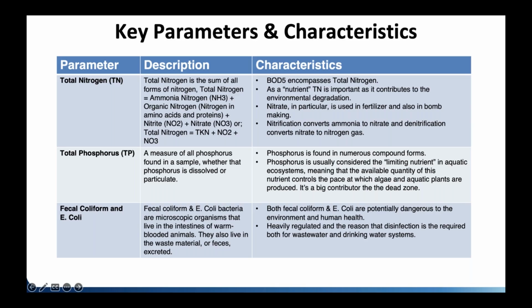Finally, fecal coliform and E. coli. They're microscopic organisms that come from our guts or animal guts, our stomachs, that is, and they can be found in feces. They can make you really sick, basically. They can potentially kill you.